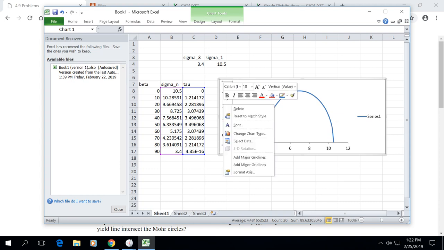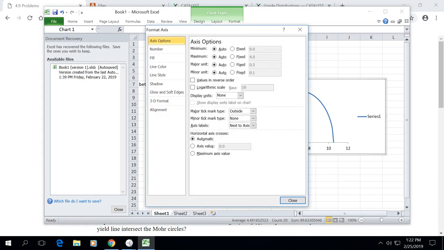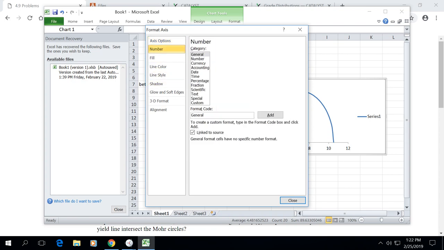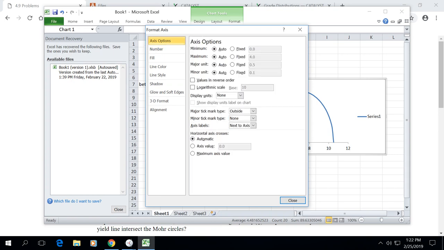Right click the y-axis. Say format axis. You can make them both fixed. Oh, okay. Yeah, I know how to do that, but I wanted to make them square to have exactly the same length. Then you just type in 12 for the y. Yeah, I know that too, but.